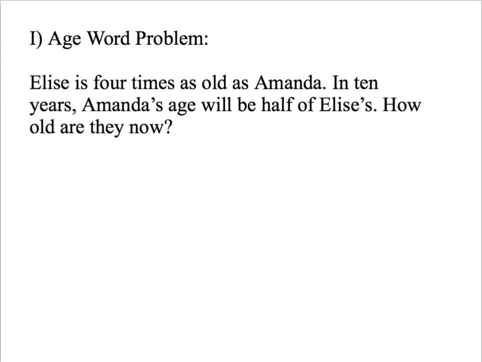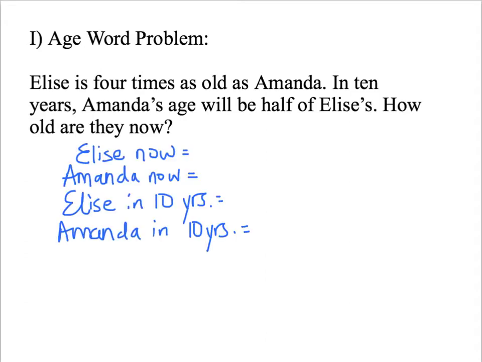All right, Elise is 4 times as old as Amanda. In 10 years, Amanda's age will be half of Elise's. How old are they now? So the first thing we need to do is write out our unknowns. And what are our unknowns? They are Elise now, Amanda now, Elise in 10 years, and Amanda in 10 years.